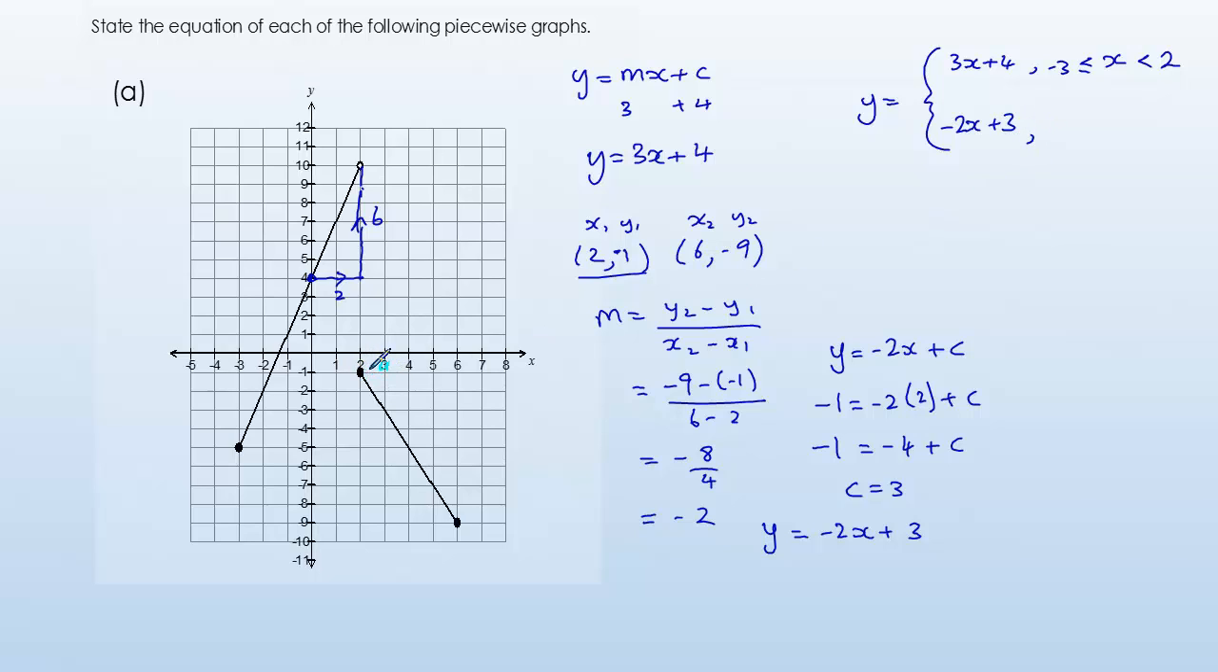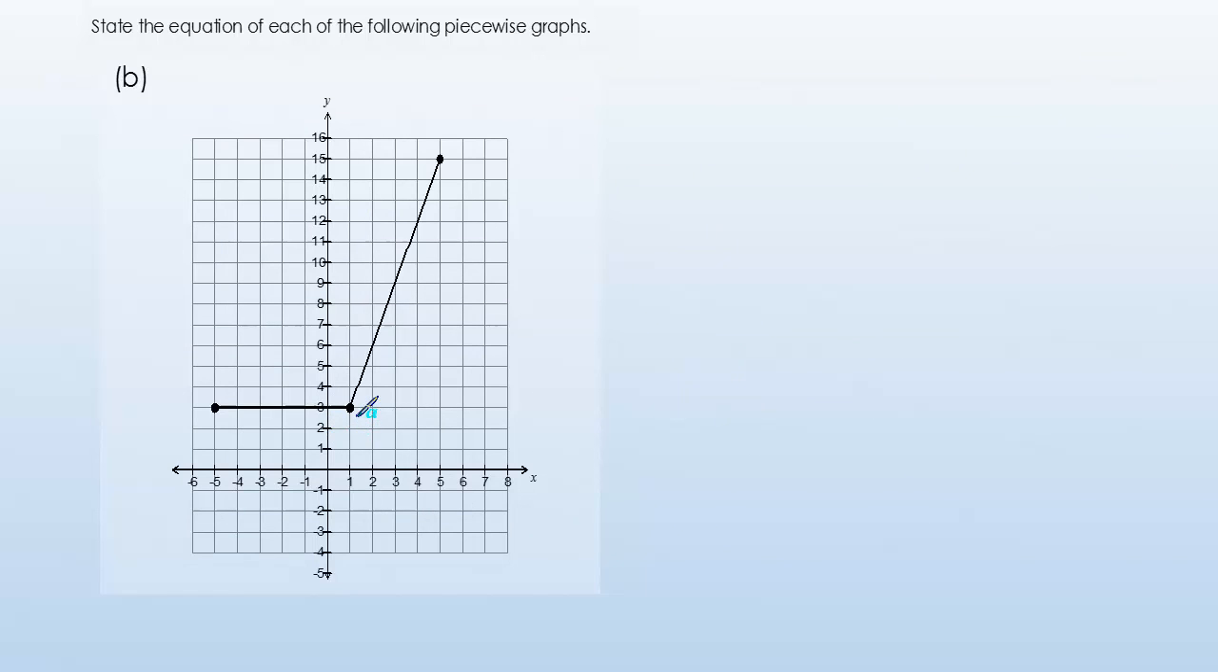And that goes from 2, which is included, up to 6, which is also included. And there we have it. Now note that this one is one with a join just here, and we'll discuss that in a moment. So the first part's pretty easy because this is a horizontal line, and it's a horizontal line that goes through 3 here. So that one is just y equals 3.